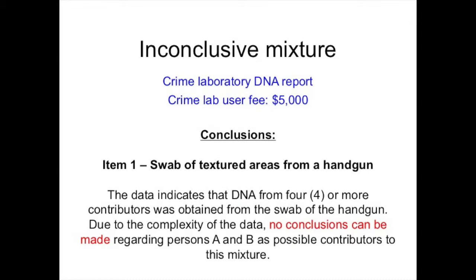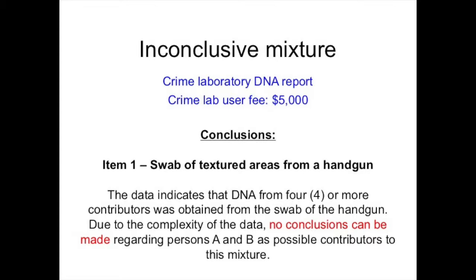So let me give you an example. It's a little more concrete, because you usually don't work with barcodes every day. You work with things more like handguns. So this is a case from a county in Pennsylvania where there's a swab from a handgun. And the lab report, as it usually will say with a 4-person mixture, is that it's inconclusive. No conclusions can be made regarding the persons who were compared with A and B as possible contributors to the mixture.